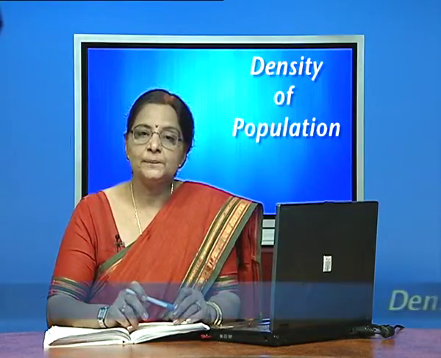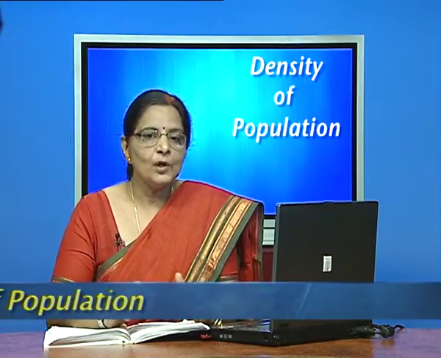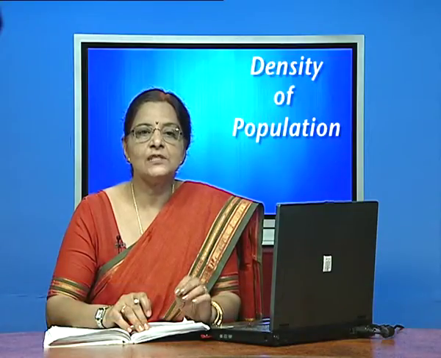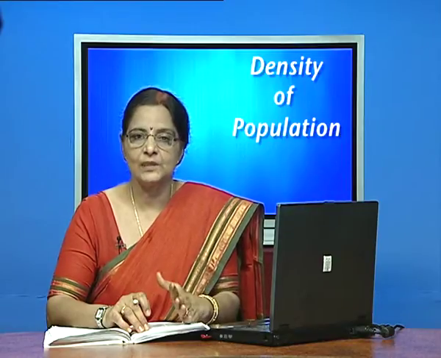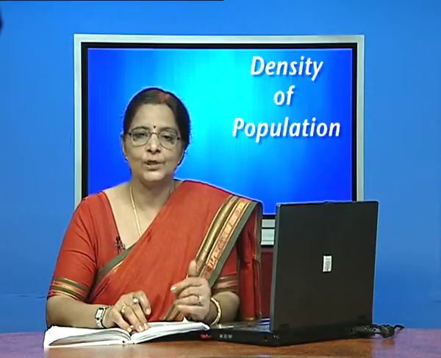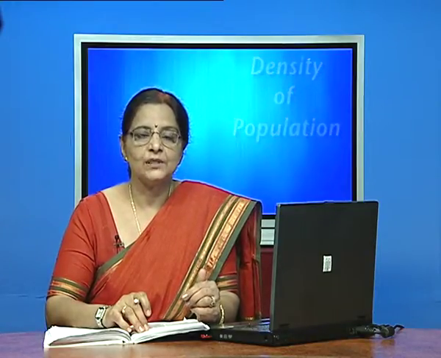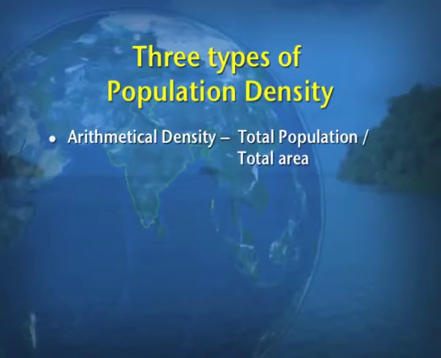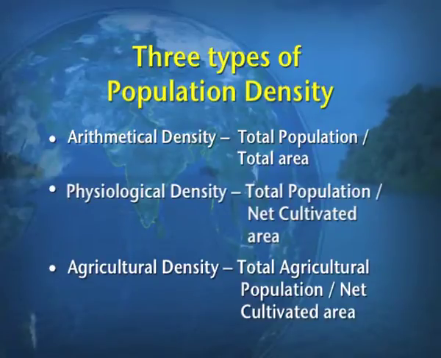Now, we take up the different types of the population density. We have already discussed the definition of a simple density of population, that is, the persons per square kilometers is the density of population. We take up the 3 different types of density of population. The first is arithmetical density, second is physiological density, and the third is agricultural density. So, we will be taking up what all these 3 types of the densities mean.